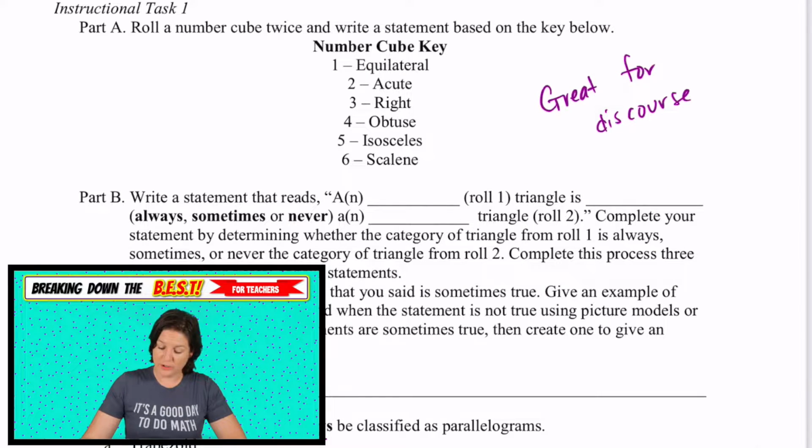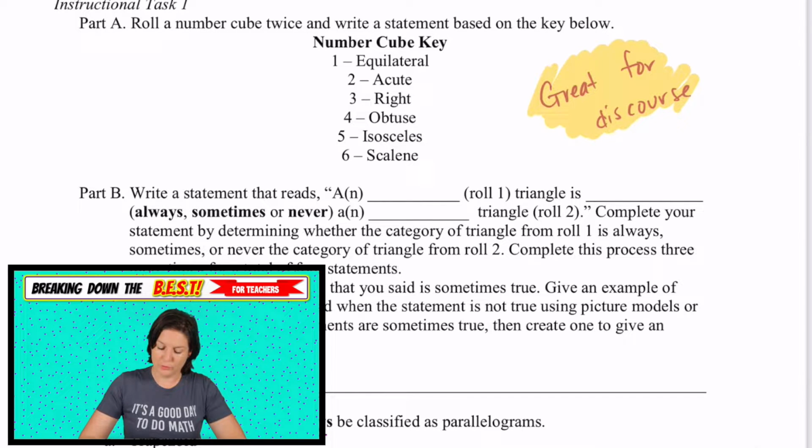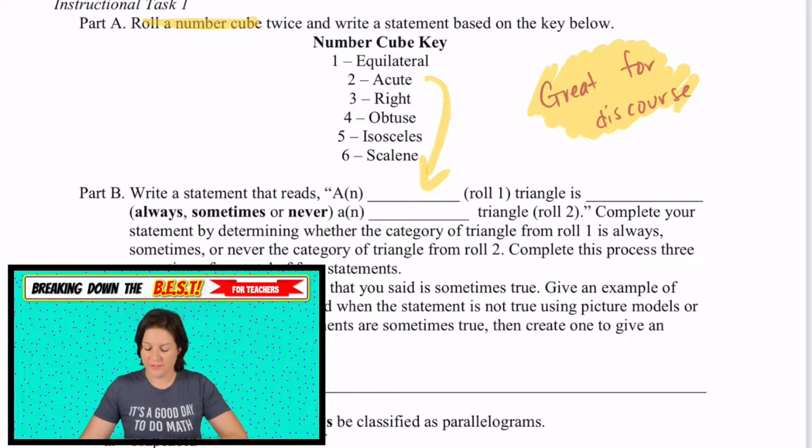I would say, take a look at this instructional task because it's great for math discourse right here. It's a game where you can roll a number cube and then plug in these keys into the blanks, and then it gives the students an opportunity to discuss them.